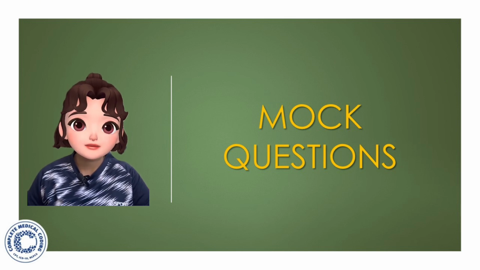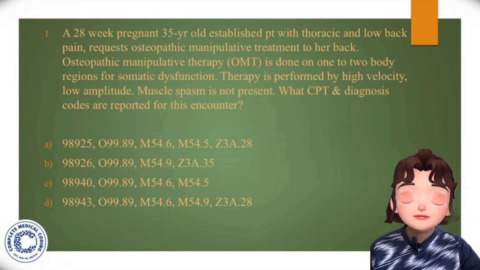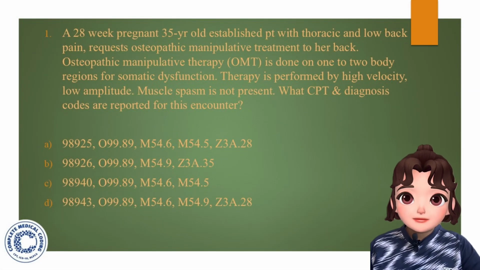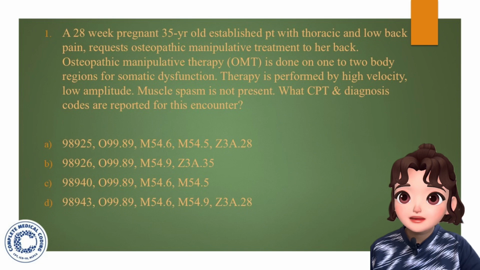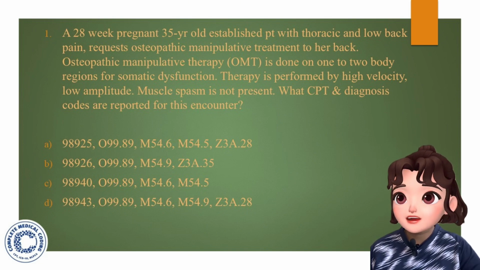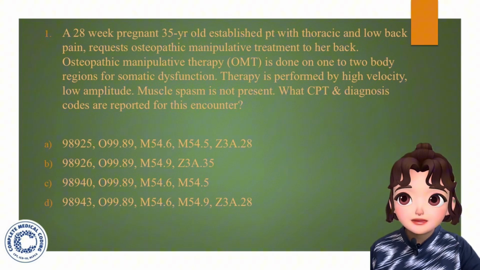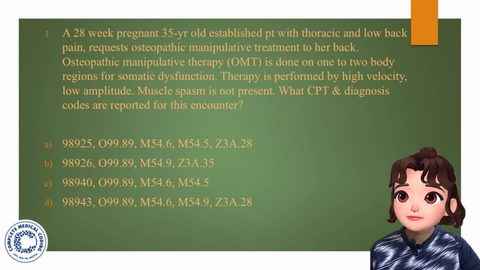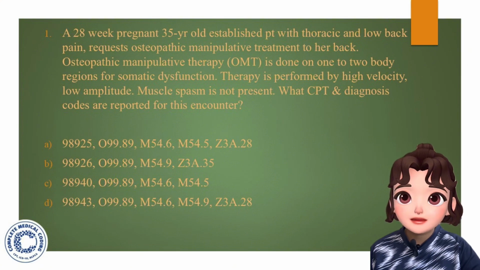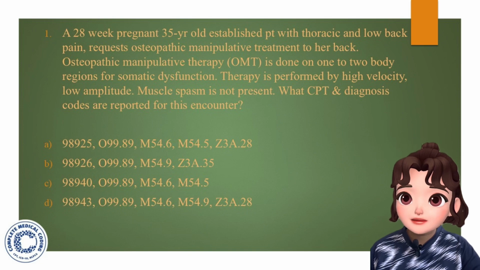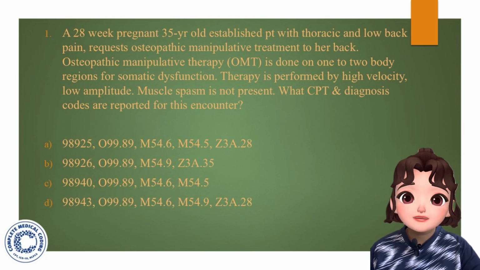And let's move to the questions one by one. First question. A 28-week pregnant 35-year-old established patient with thoracic and low back pain requests osteopathic manipulative treatment to her back. There is a short form for osteopathic manipulative treatment, OMT. Sometimes they will mention only OMT.